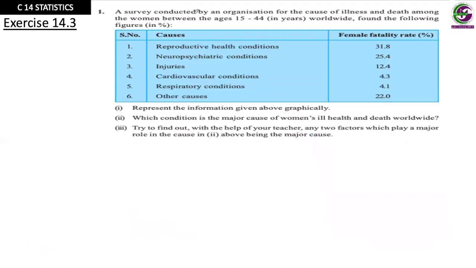A survey conducted by an organization for the cause of illness and death among women between ages 15 to 44 worldwide found the following figures. Reproductive health cases 31.8, and the other details are given here. Represent the information given above graphically. So that's the first question.